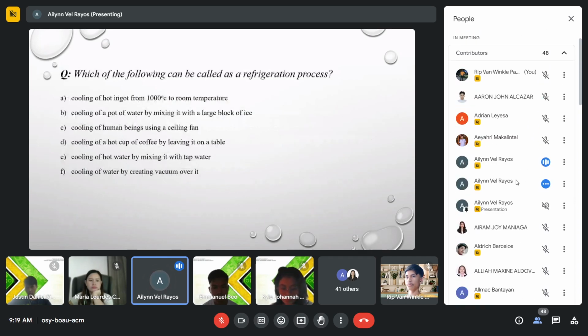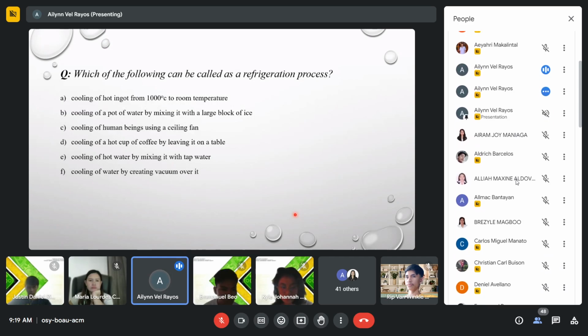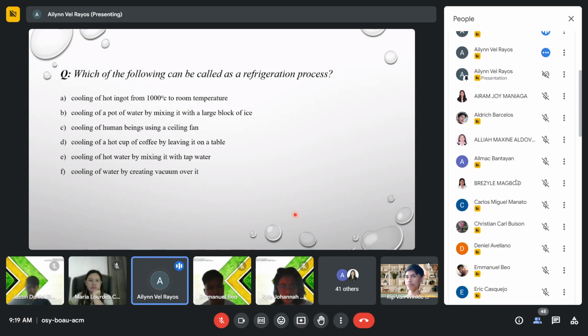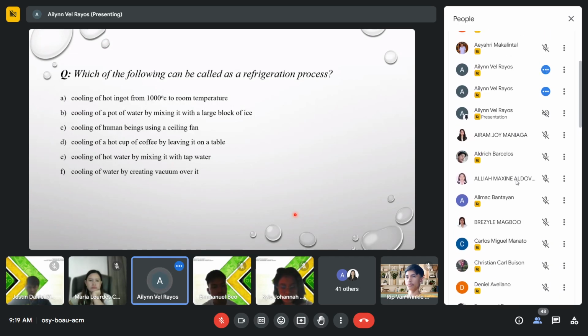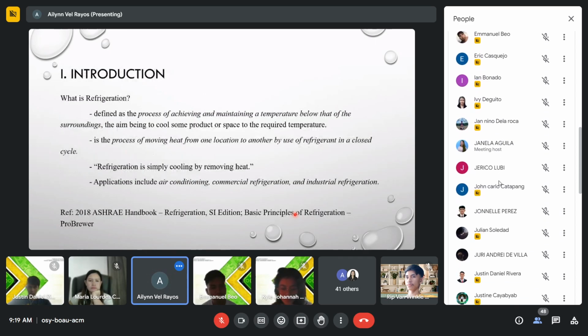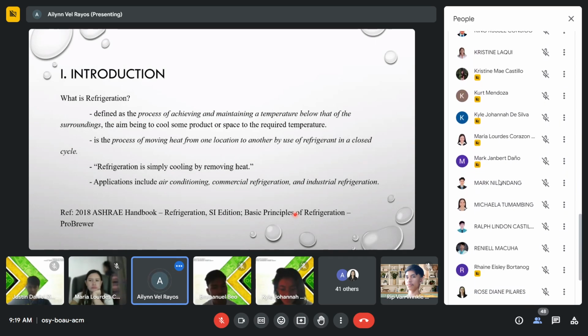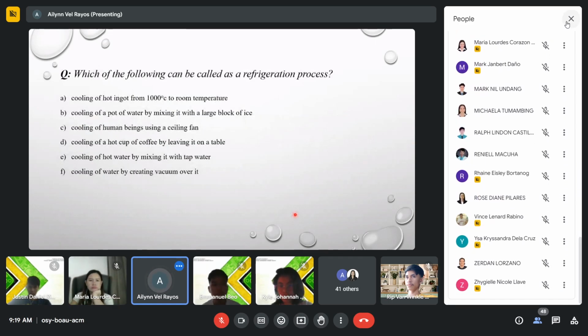So let us now move on to this question. Which of the following can be called a refrigeration process? Since earlier we differentiated refrigeration from cooling, and we also defined what refrigeration means, again, you are going to achieve and maintain a temperature below that of the surroundings. So we have here different instances.